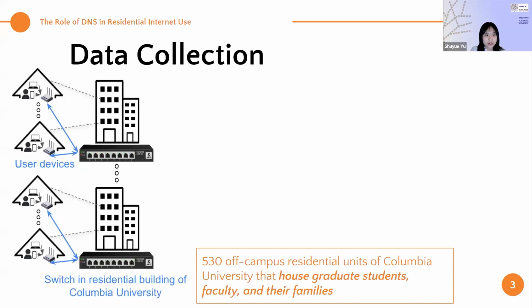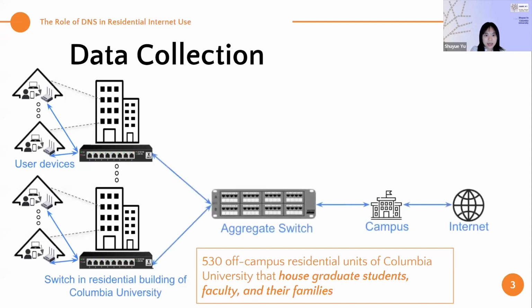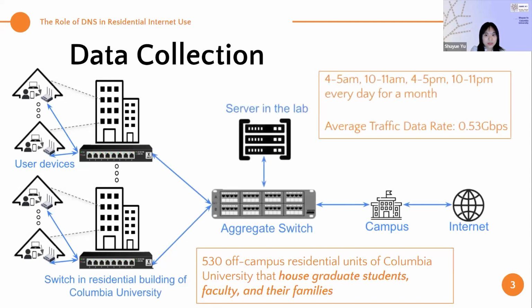User traffic goes from user devices to a switch in the residential buildings. The traffic then goes through an aggregate switch to outside networks. The aggregate switch mirrors the traffic to a server in the lab, and the server records the traffic through a data collection pipeline. We collect traffic 4 times a day, every day for a month, and the average traffic data rate is 0.53 gigabits per second.